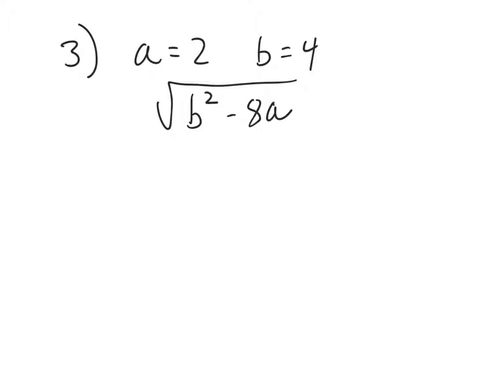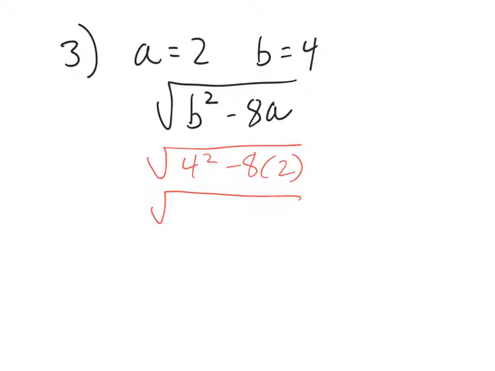On number 3, I have to evaluate the radical expression when a is equal to 2 and b is equal to 4. So the first step in that is to substitute 2 for a and 4 for b. So that's going to make 4 squared minus 8 times 2. And then I need to do order of operations, so we're going to do exponents first. 4 squared is 16. And then we can multiply 8 times 2, which is also 16. So that's going to be square root of 0, which is 0.